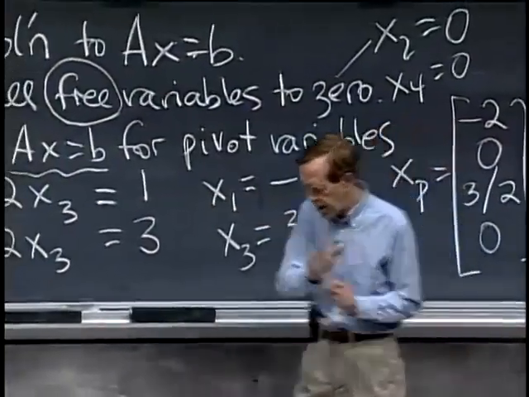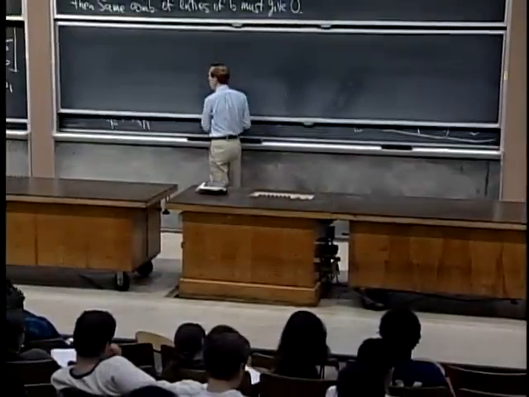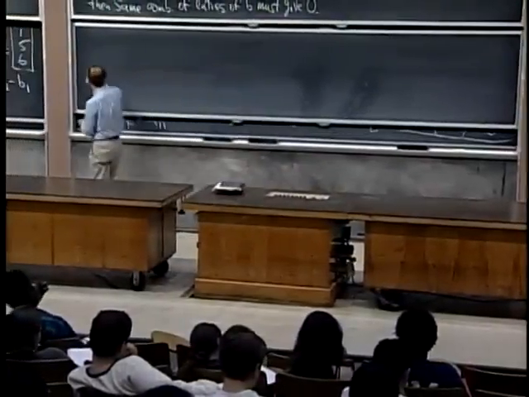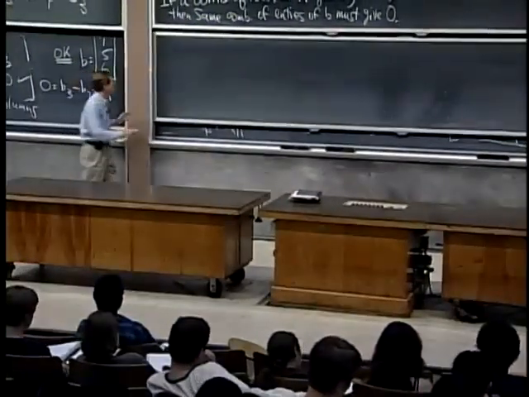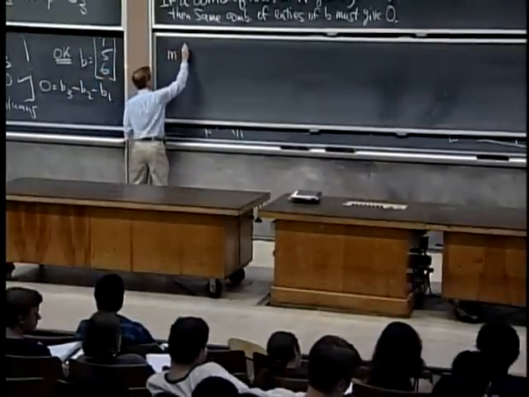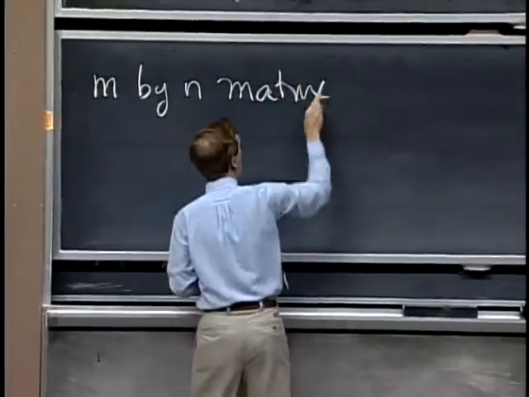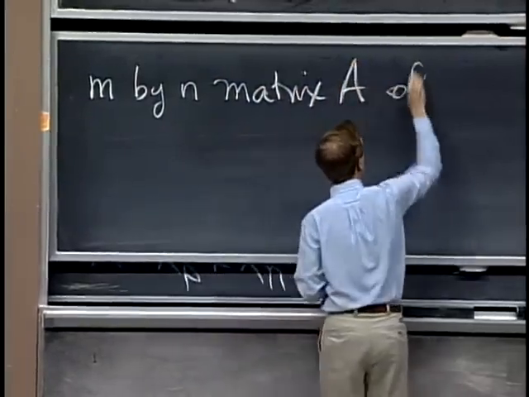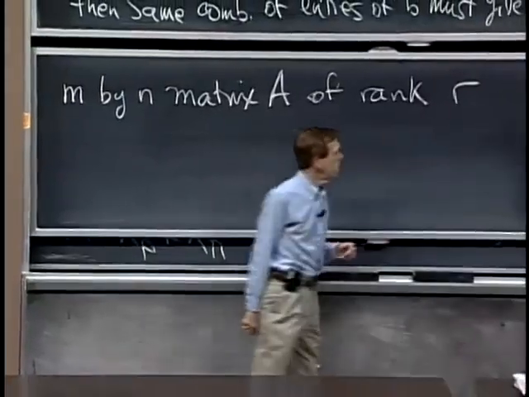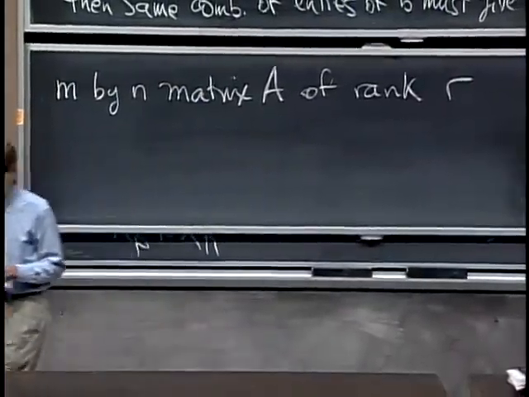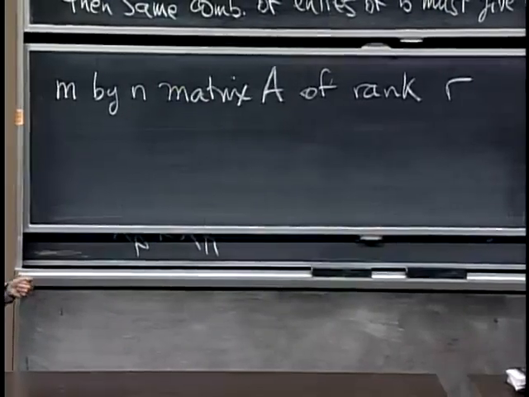Now I want to ask you some questions. When I mean think bigger, I mean I'll think about an m by n matrix A of rank R. Okay. What's our definition of rank? Our current definition of rank is the number of pivots.